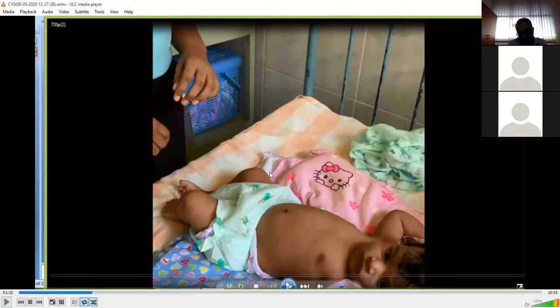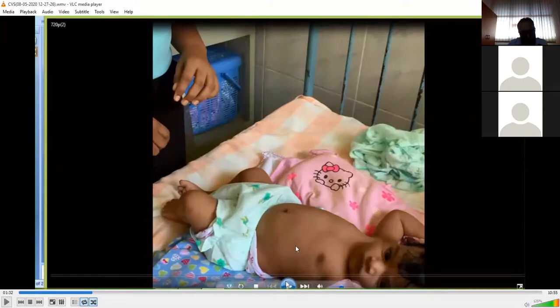Now, when you look at this child, although this is only a still picture, you can see that the child looks fairly comfortable. And at the moment, there's no obvious cyanosis from a distance, right? The second thing is whether the child has grown well. You need to know whether this child has grown properly.